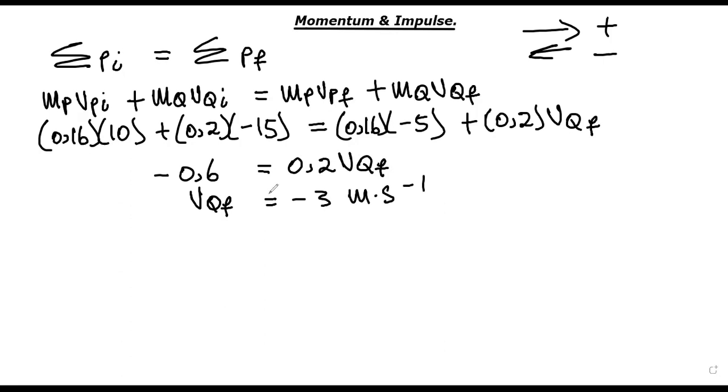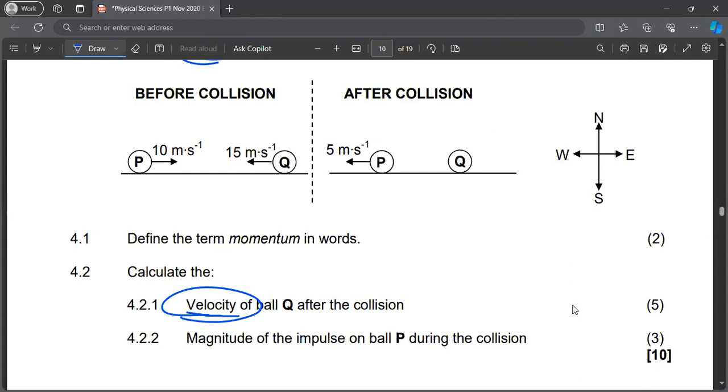But you can't leave your answer as negative. So you have to conclude and say, therefore, the final velocity of ball Q will just be 3 meters per second to the west. And you should be happy after saying that. So what does the next question say? It says, calculate the magnitude of the impulse on ball P during the collision.